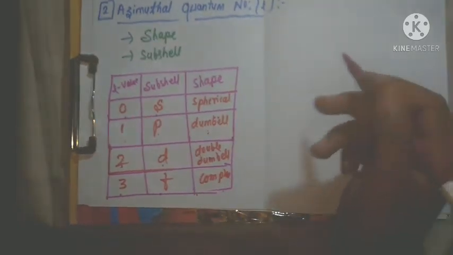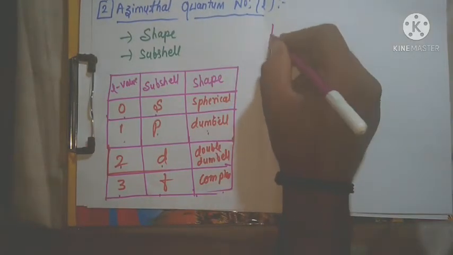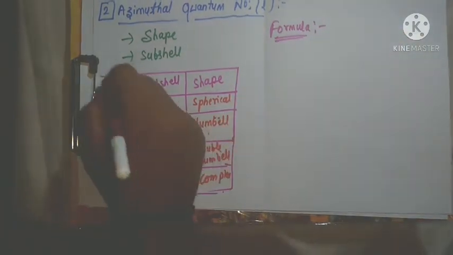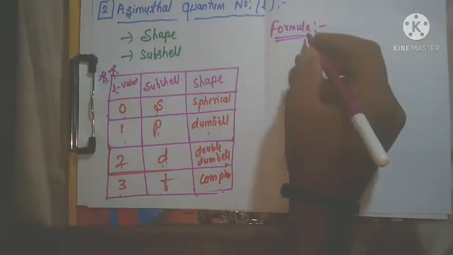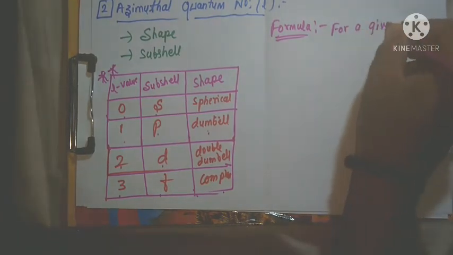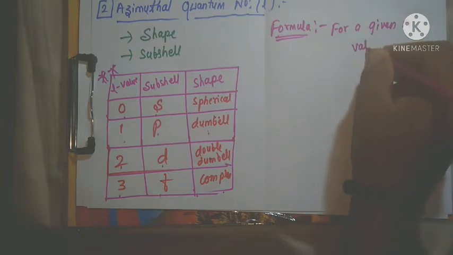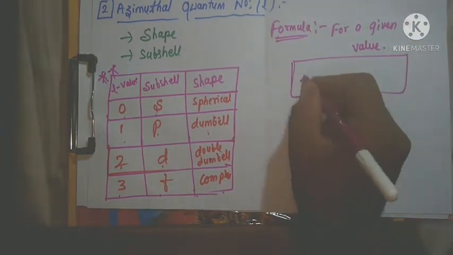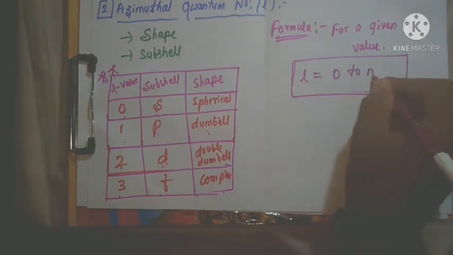Complex. What is the formula to calculate the l values? This is a very important formula. This table is also very important, and this formula is also very important. For a given n value, l is equal to 0 to n minus 1.